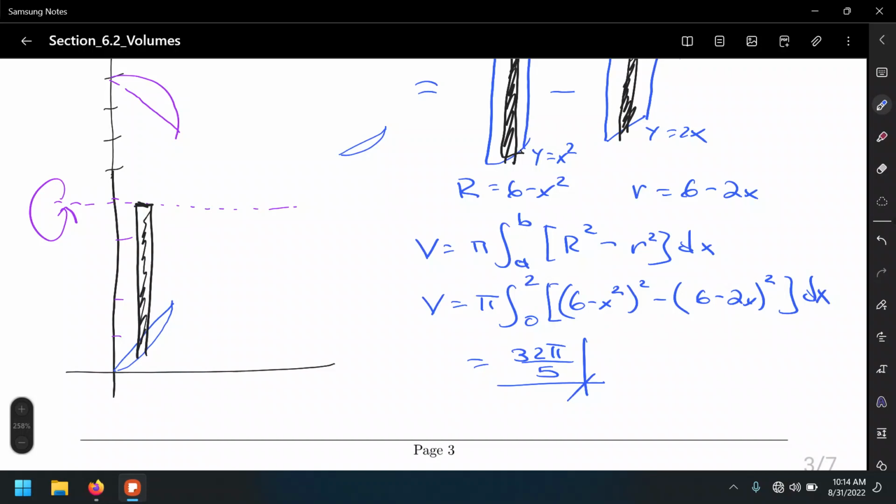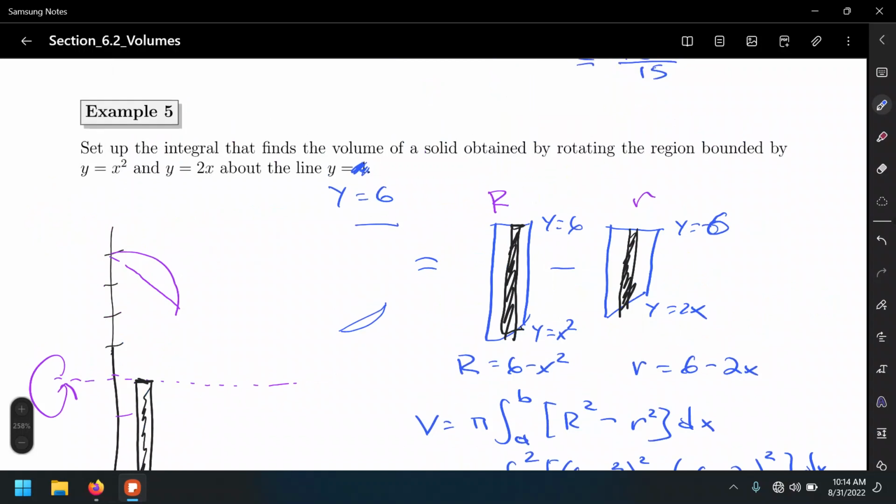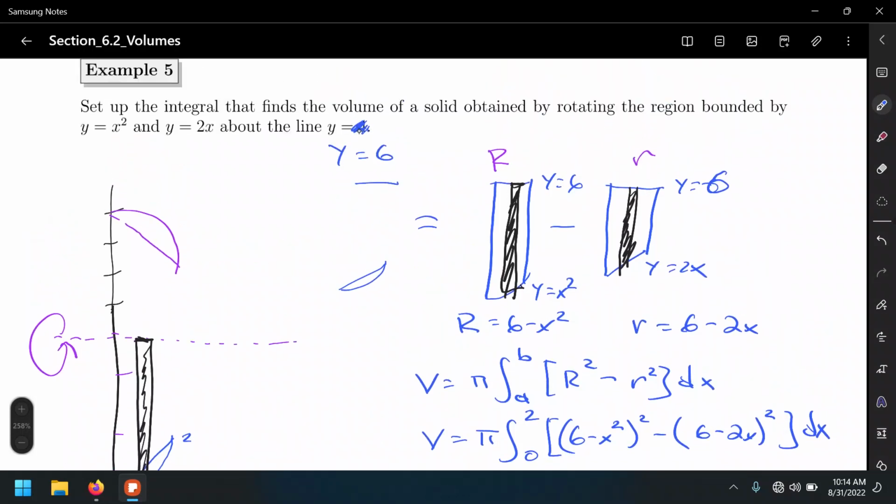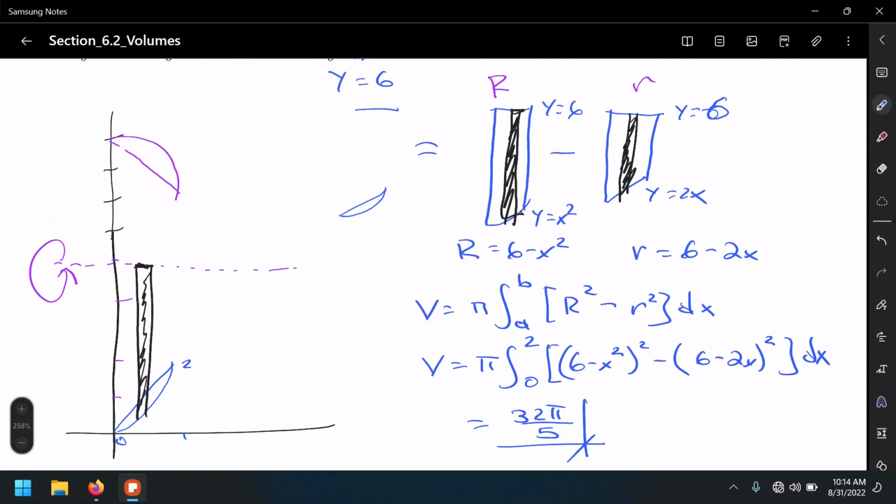Yes. Can you explain why they changed the y equals 6 again? Oh, the y equals 6? Yes, because the points of intersection here are x equals 0 and x equals 2. But when we evaluate x equals 2 in any of the functions, the value of y equals 4, and I would have gotten the axis of rotation exactly intersecting the region, so we wouldn't have a hollow part. So we can illustrate this idea instead. So that's why I changed it.